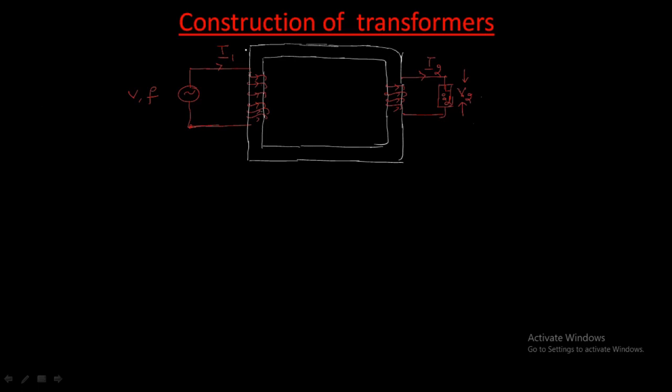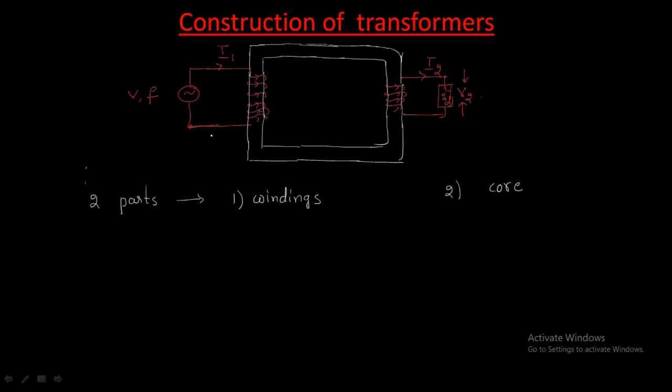Generally every transformer has mainly two parts. The first part is the windings, and the second part is the core.